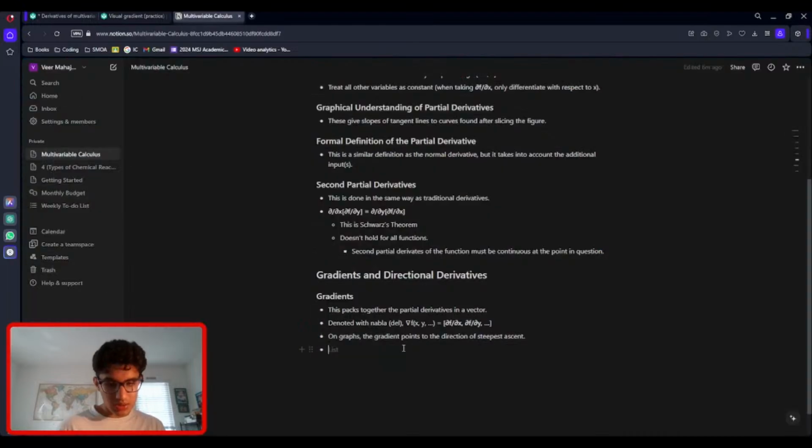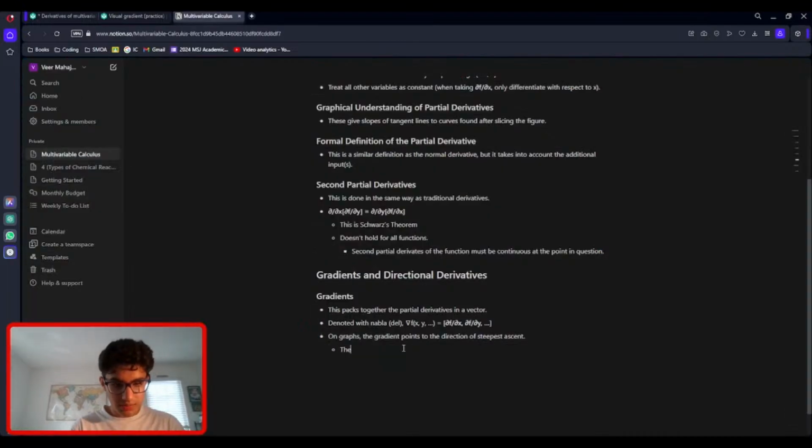We should write that. That's worth writing. The gradient is zero when the point is on a plateau.